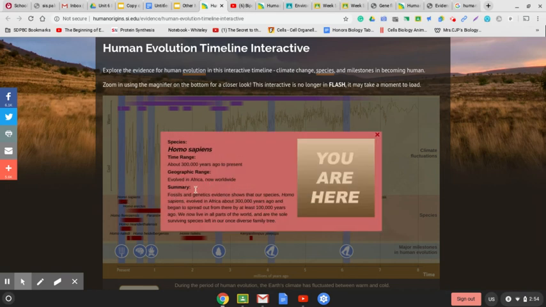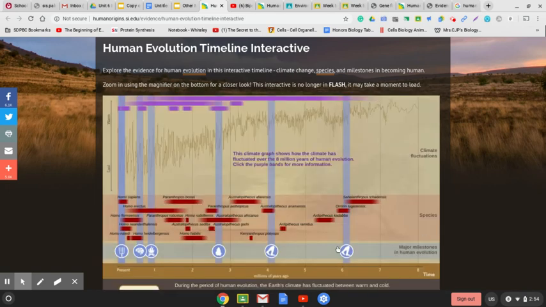Obviously, we are Homo sapiens. This is us right now. So this is the current, this is the past, 8 million years ago. So what you'll find is there's a few things that they're showing you here. They're showing you climatic fluctuation. So here's when the earth was warm and cold. So what you'll see is that there was a lot of climate fluctuations during this time, during our 8 million years of evolution.